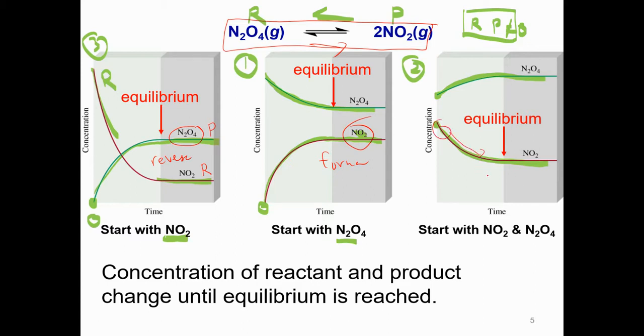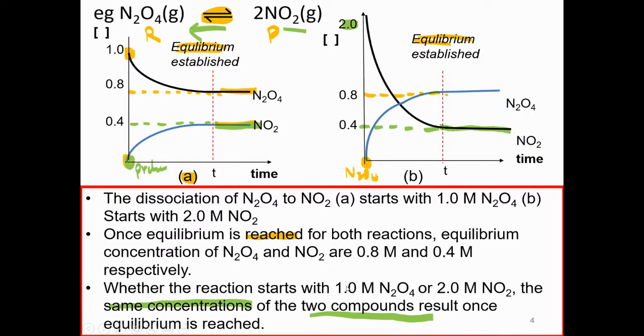NO2 decreases means it is reverse because N2O4 increases. So this is a reverse reaction here. The position is the same whether it moves forward or reverse, until equilibrium is reached. All the equilibrium positions are the same. Let's look at this again: whether the reaction starts with any concentration, the same concentration of the two compounds results once equilibrium is reached.